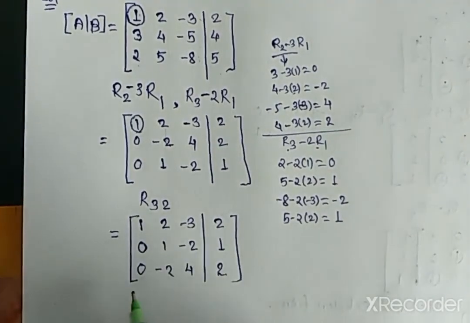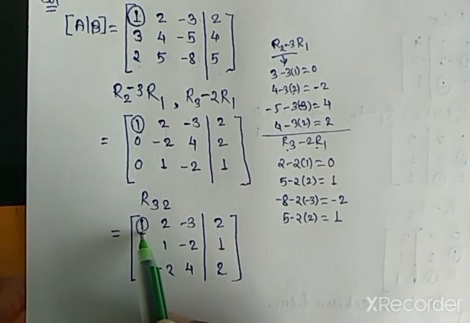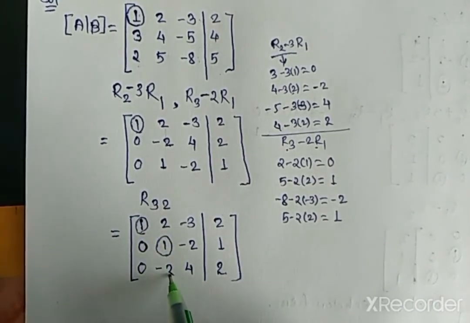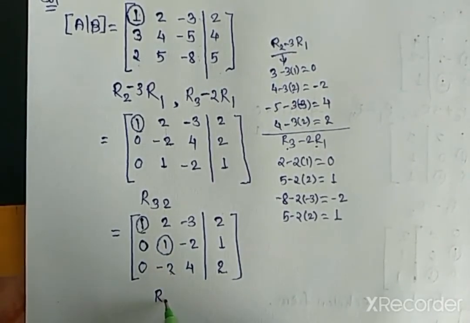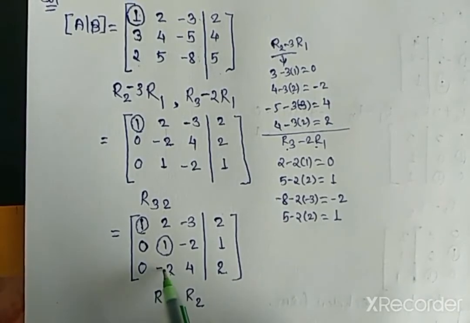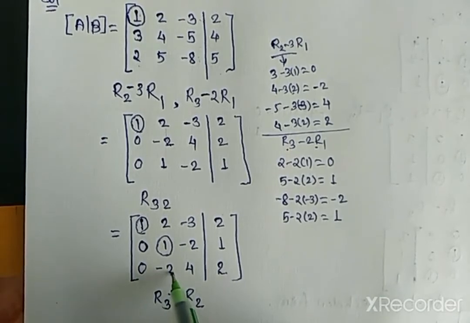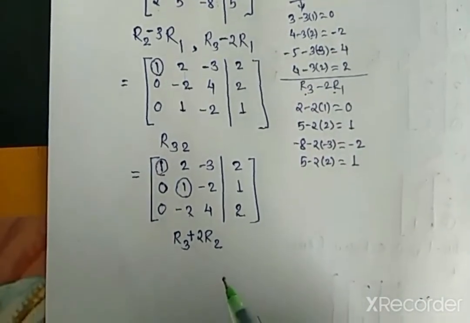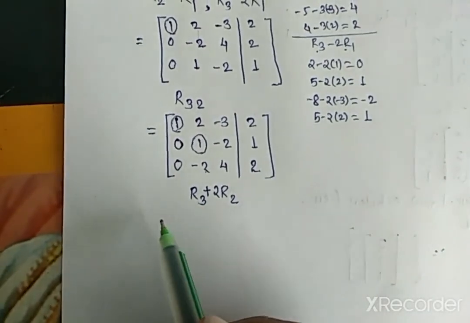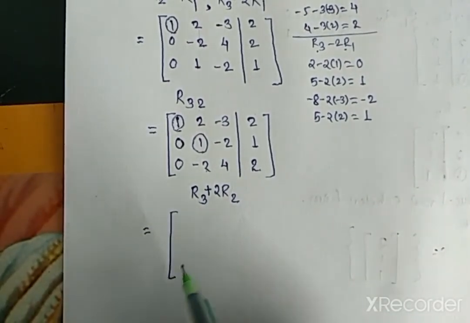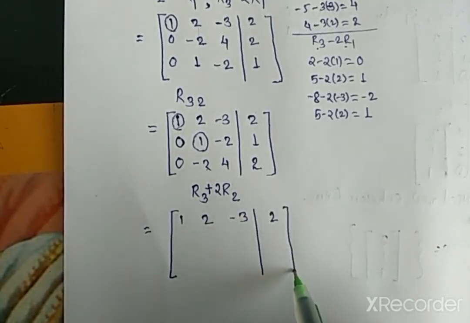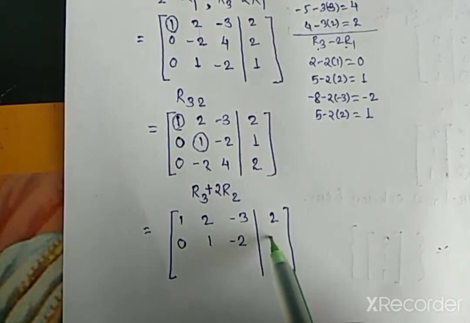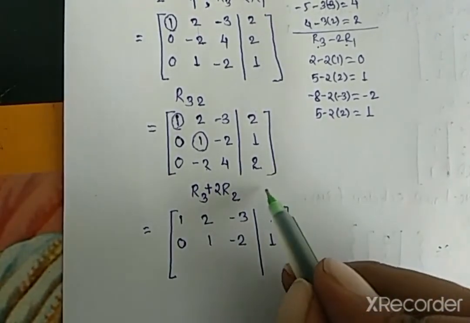Okay, now here is the first leading 1, and this is our second leading 1. So here we have to make 0. We have a row operation between R3 and R2: here it is plus and here it is minus, so we have to add, multiplying the second row by 2. The row operation is R3 plus 2 R2, which gives the first row as it is, 1 2 minus 3 2, the second row as 0 1 minus 2 1, and for the third row we have to perform the row operation.